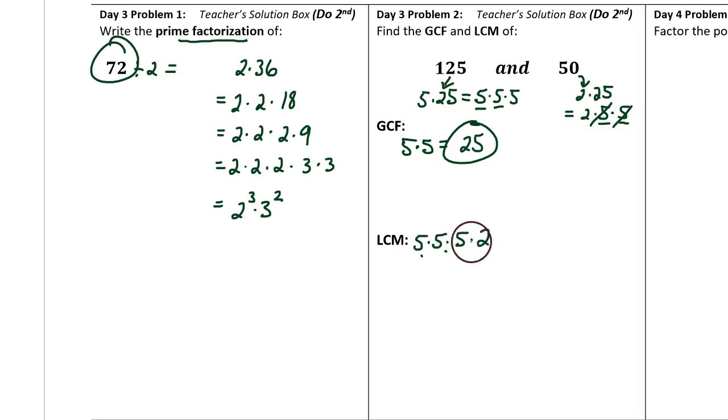Now multiply all of these factors together, and the result will be the least common multiple. 5 times 5 times 5 was 125, and you times by 2, and you get 250. 250 is the LCM.